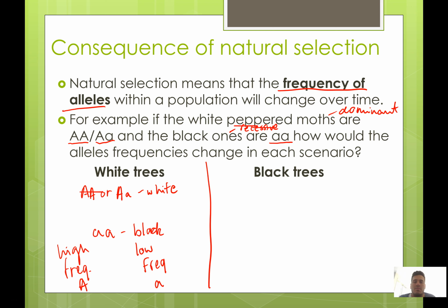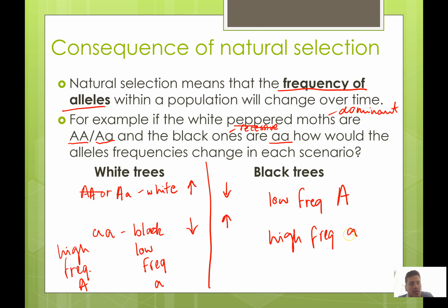Once the trees became black, these guys that were really high over here became lower, right? They were eaten. And these guys that were lower actually increased. So we now have a low frequency of the big A allele and a high frequency of the little a allele.